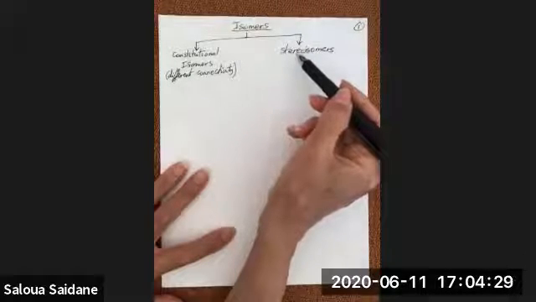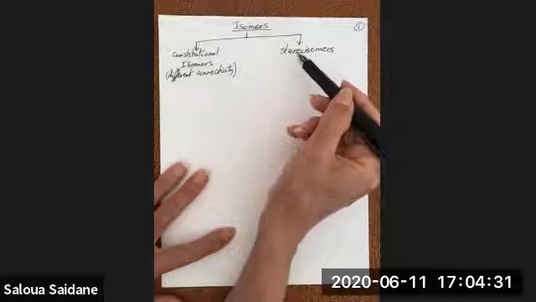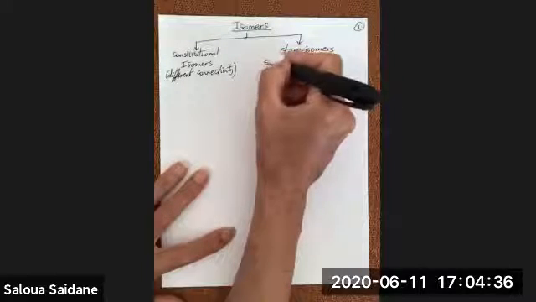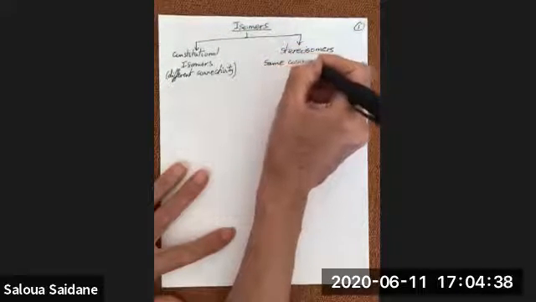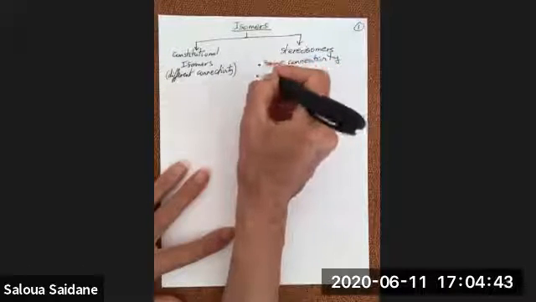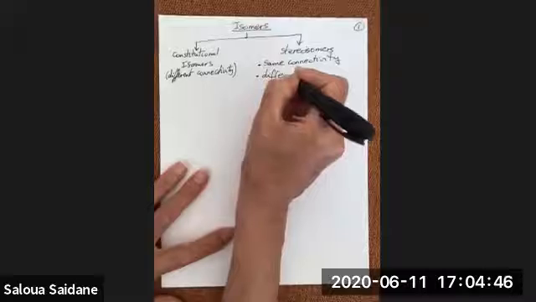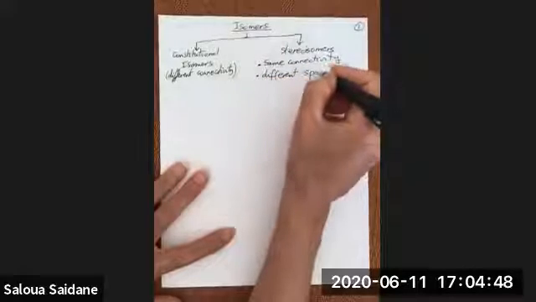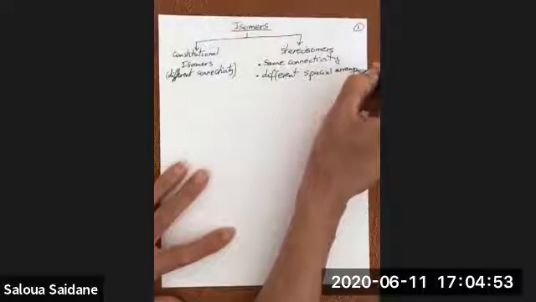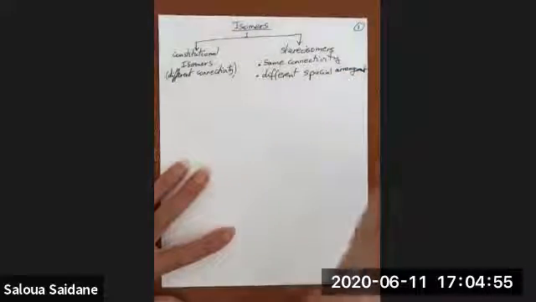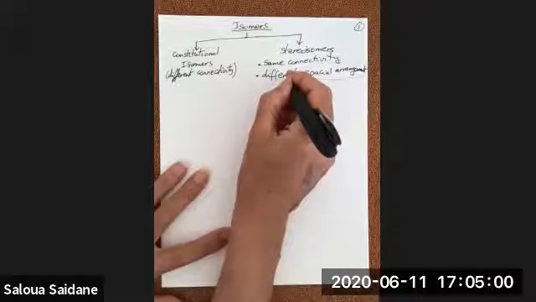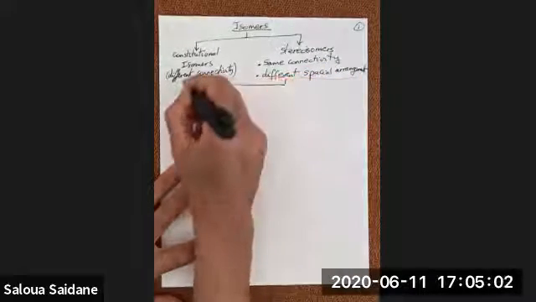But if they have the same connectivity, but different spatial arrangement, so here, that's the key thing. We have the same connectivity, but they have different spatial arrangement. So the whole key thing here is spatial arrangement. Now, since they have different spatial arrangement, we have two types.